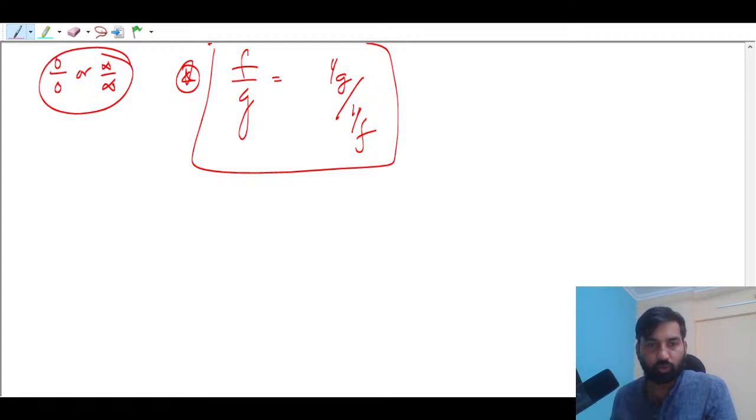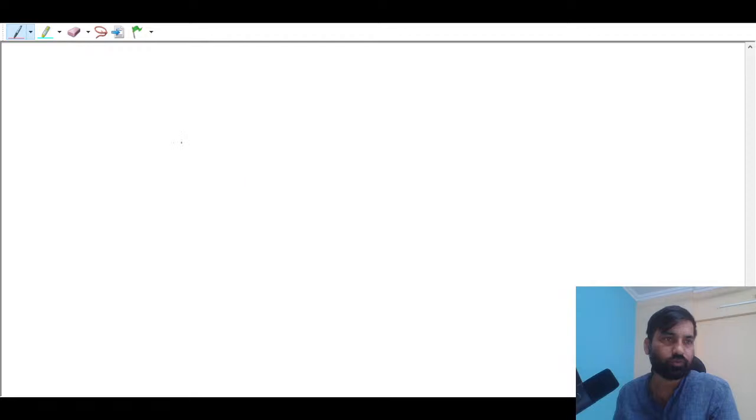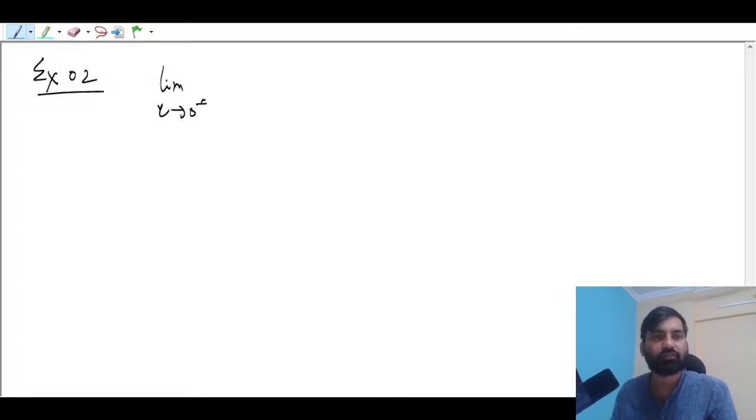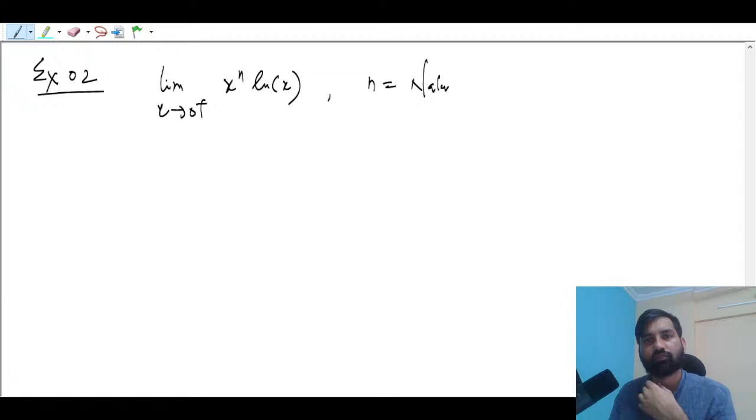Now we will solve one more question. Example number 2. Consider the limit as x tends to 0 plus of x to the power n ln x, where n is a natural number. Now we have to solve this limit.